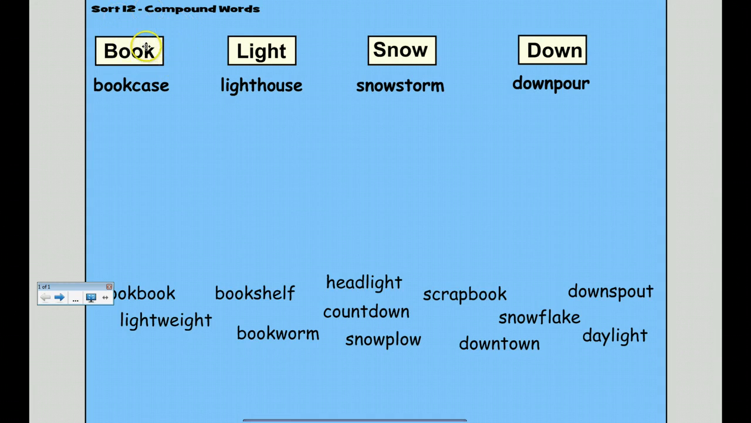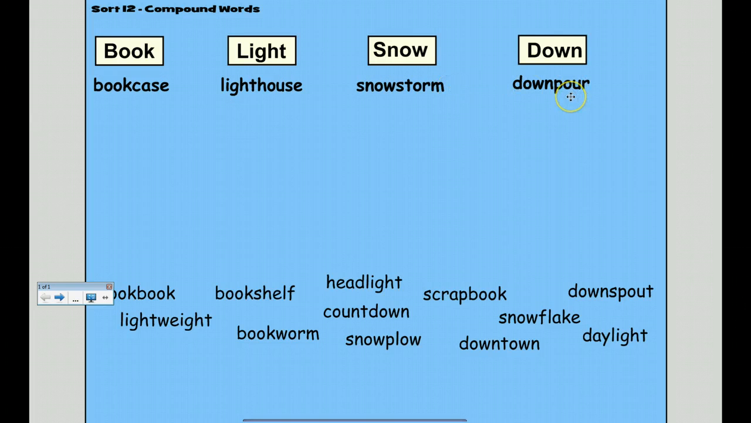Here's an example using one of our SMART slides. You can see this week's lesson is about compound words. So the headers they chose for this week are book, light, snow, and down. And then they usually give an example word for each category. The example word is bold. So this is bookcase, lighthouse, snowstorm, downpour.